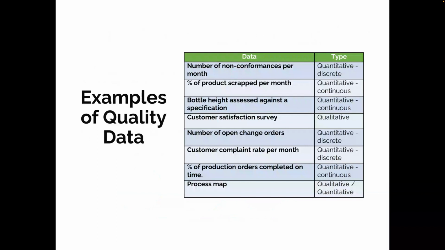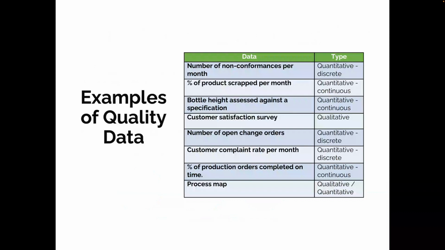So here are some examples of quality data. Number of non-conformances per month, that's quality data. Percentage of product that's scrapped, bottle heights. So even down to very fine detail in terms of aspects of specifications is a form of quality data.